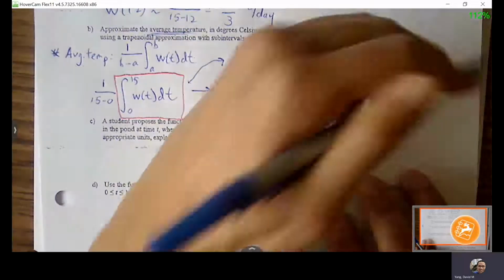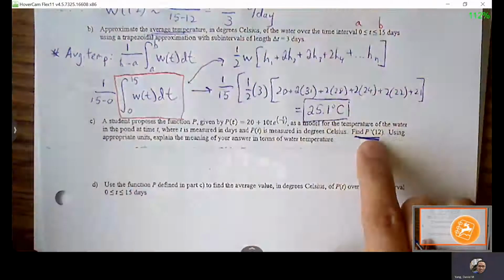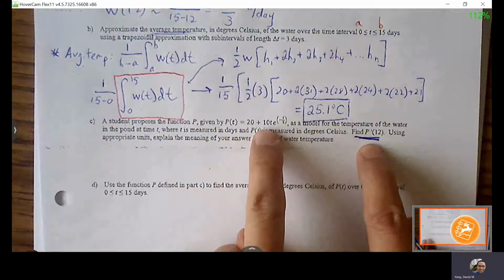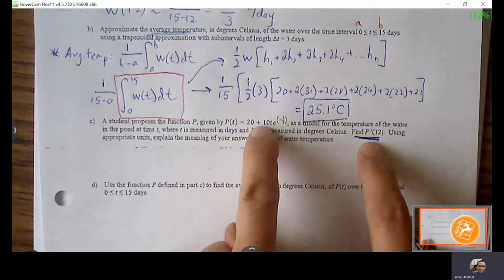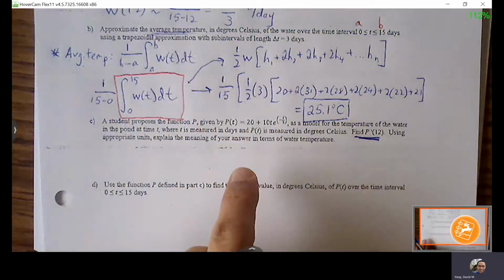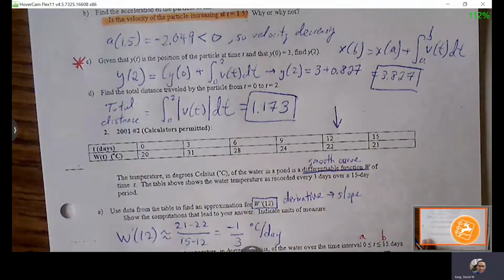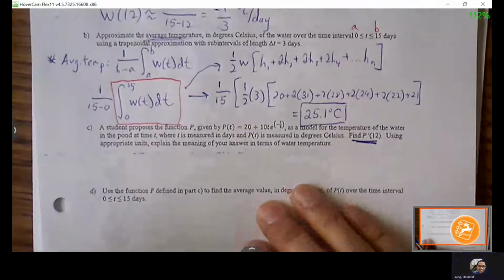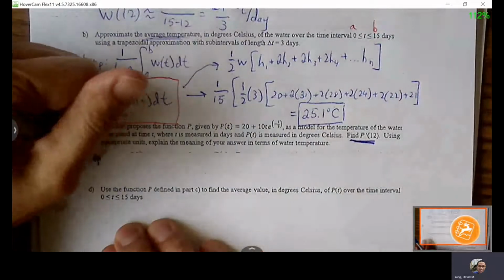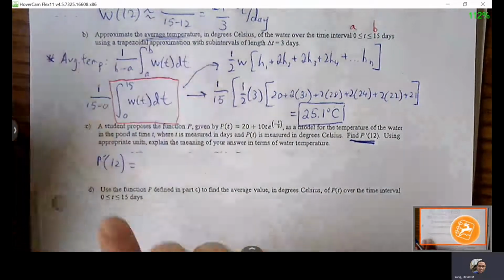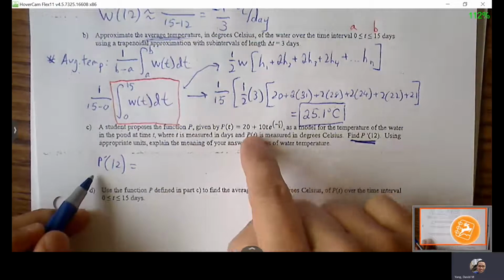Okay, and it says now find P prime of 12. Now we can involve our calculator and derivative because now we can find the exact rate of change on the 12th day rather than just approximating using information around the table. Okay, so P prime of 12. We're going to make the calculator evaluate the derivative for us.